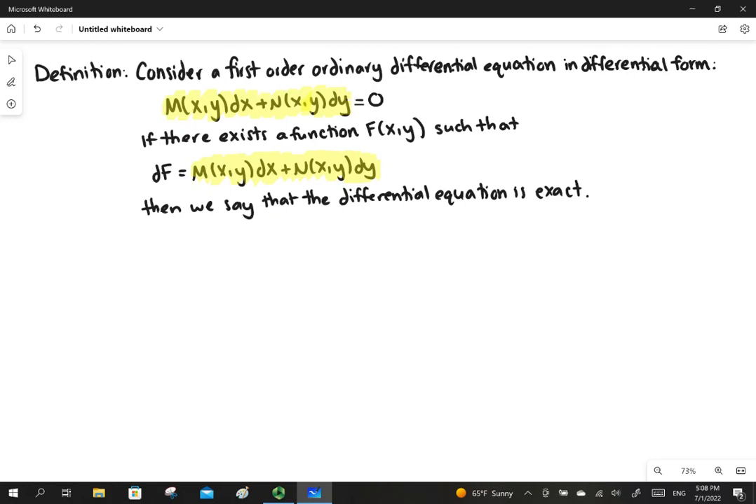In the next video, I'll show you an example where we verify that a given equation is exact.